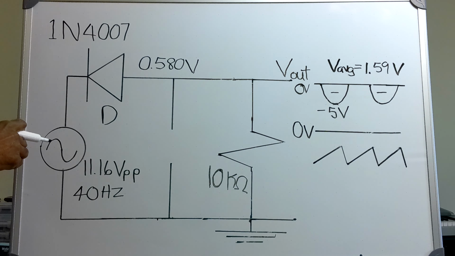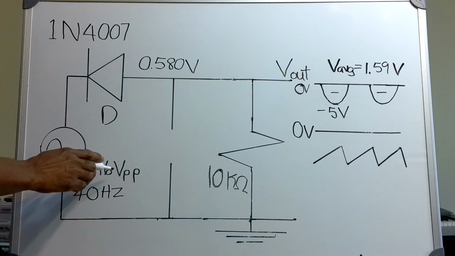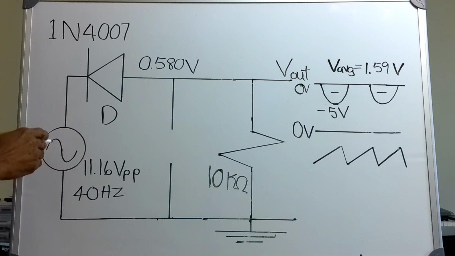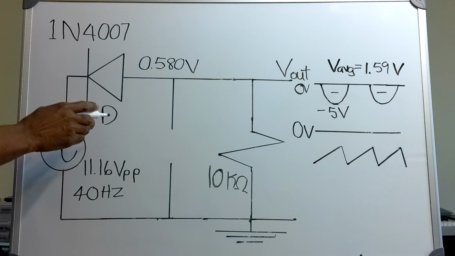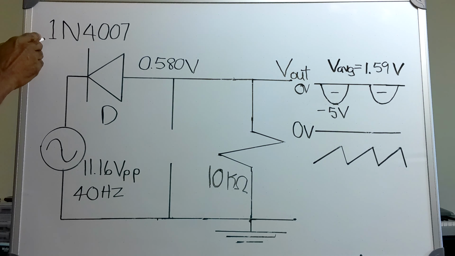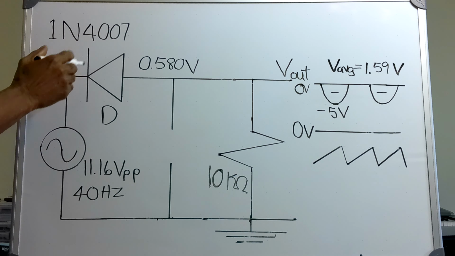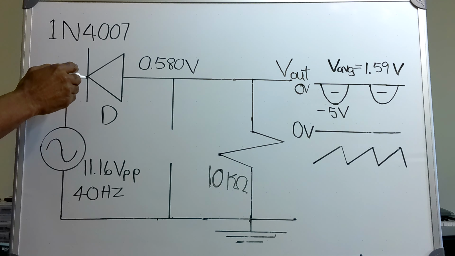In this video, I will be inputting an 11.16 volt peak-to-peak sinusoidal voltage into this half-wave rectifier circuit. I will be using the 1N4007 diode.